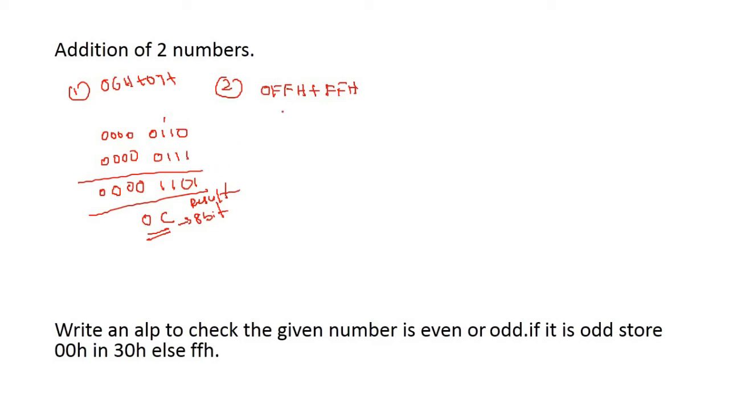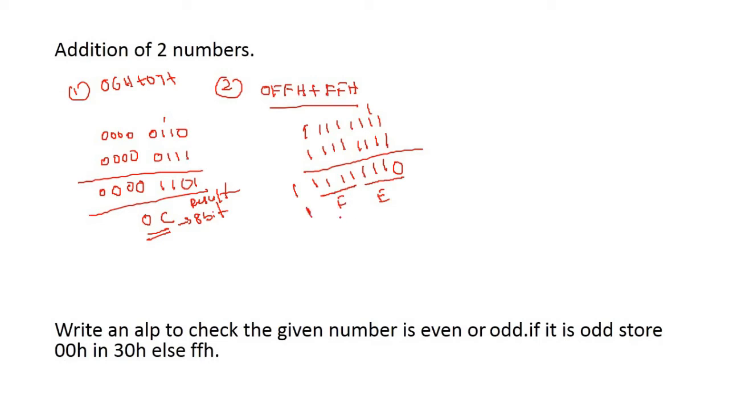Now we will add these other two numbers. FF means 11111111, and adding with FF, which is 11111111. Now if we add 1 plus 1, it is 0 and a carry is generated everywhere, and from the last place also a carry will be generated. So now this is represented as E, this one as F, and this one as F. This is 8 bit, and the carry is also there, which means the result is 9 bit, exceeding 8 bits.